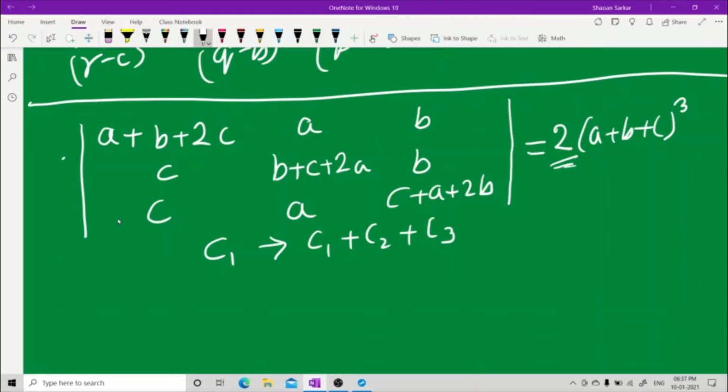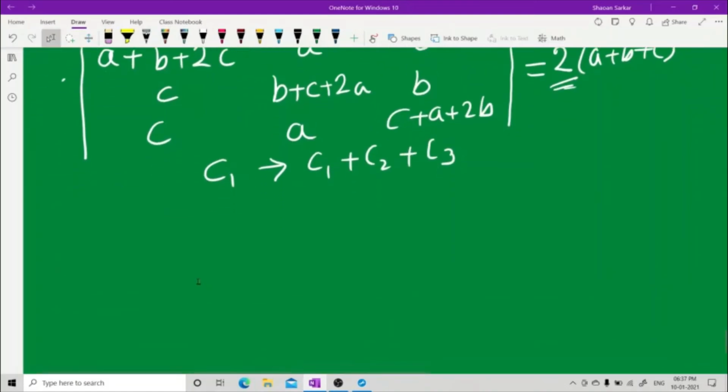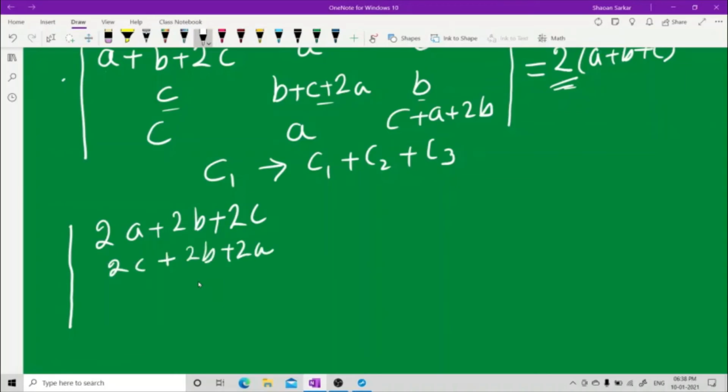So what it becomes, let me take some more page and do this problem for you. Now see, if I add this column with this column and this column, wait a minute, read this now so that you don't get confused. Now we have A here and B here, so I get 2A plus 2B plus 2C. Similarly, in this and this, if I add, I get 2C plus 2B plus 2A. Similarly, if I do this here, I get 2C plus 2A plus 2B.